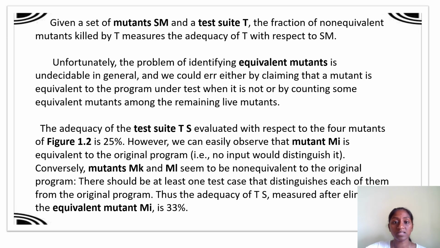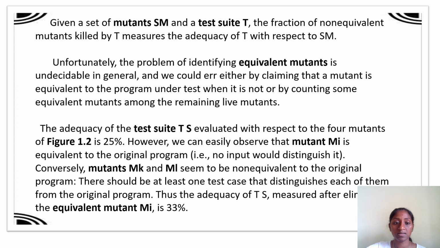Given a set of mutants SM and a test suite T, the fraction of non-equivalent mutants killed by T measures the adequacy of T with respect to SM. Unfortunately, the problem of identifying equivalent mutants is undecidable in general, and we could either be claiming that a mutant is equivalent to the program under test when it is not, or be counting some equivalent mutants among the remaining live mutants.